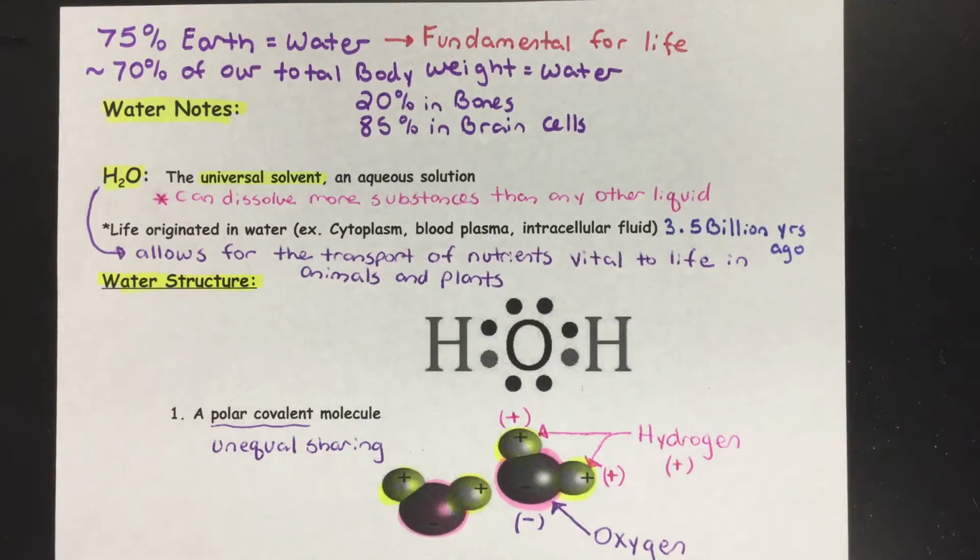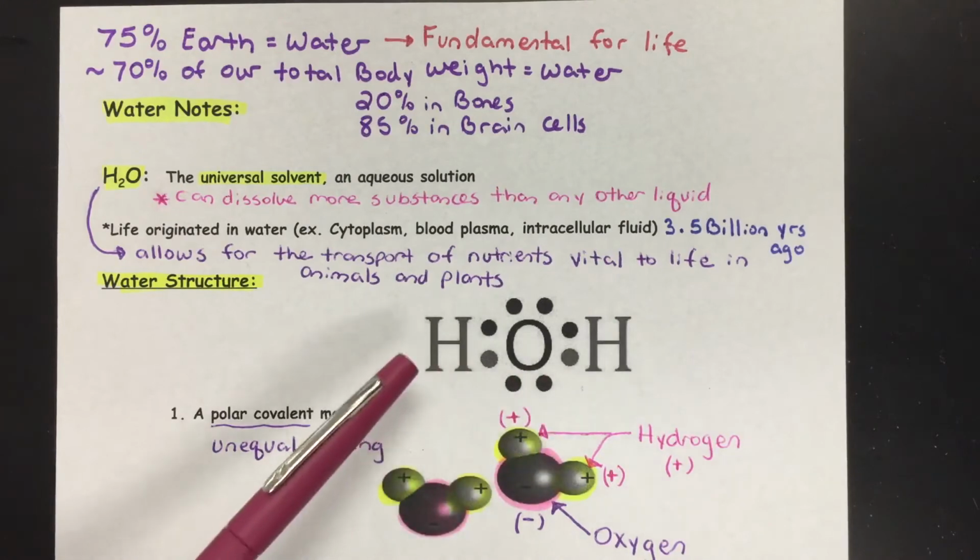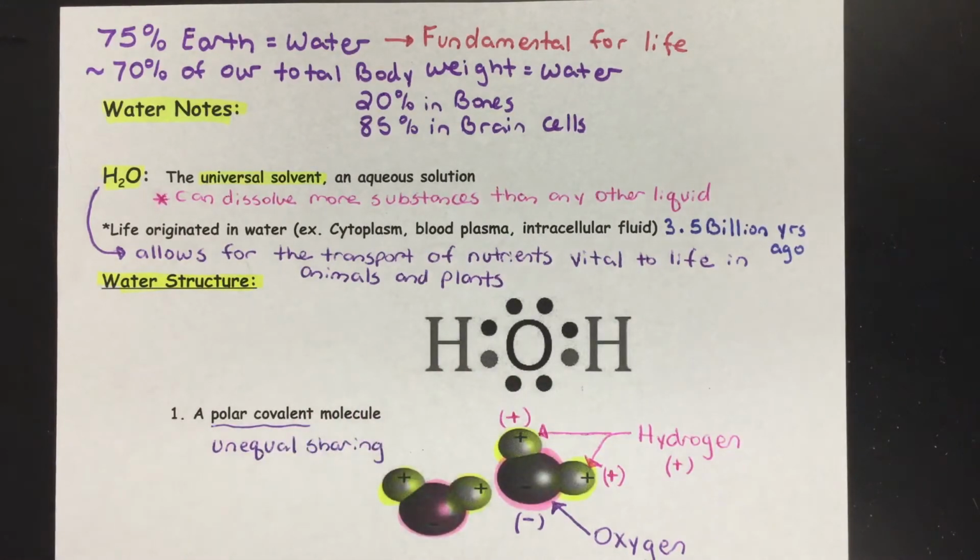When we look at the water structure itself, we know that it is H2O. What does that mean? It means that it's made up of one oxygen molecule and two hydrogen molecules. This is a polar covalent molecule. And I love this question because you guys are like, oh, we've done water. And I always go, yep, water is a polar covalent molecule. What does that mean? It's still a little confusing to you guys.